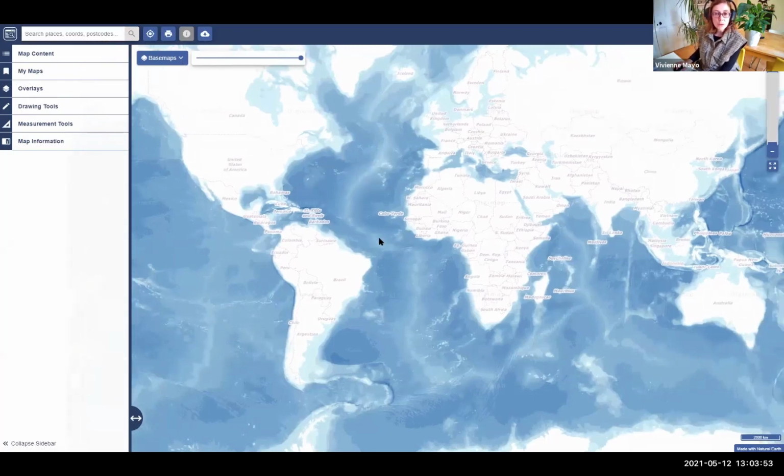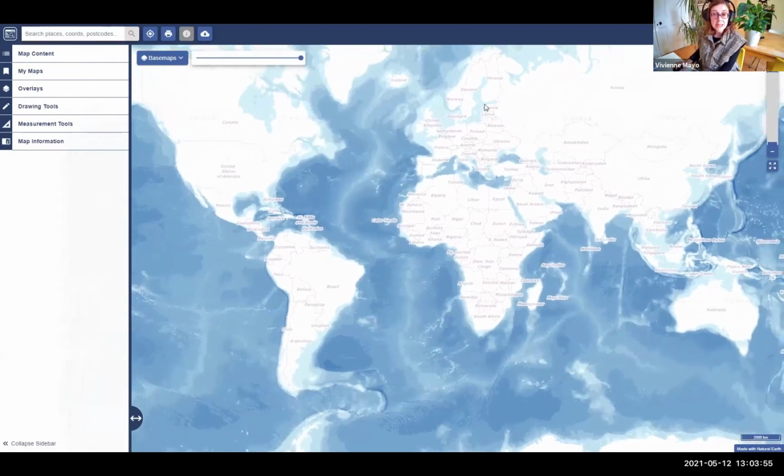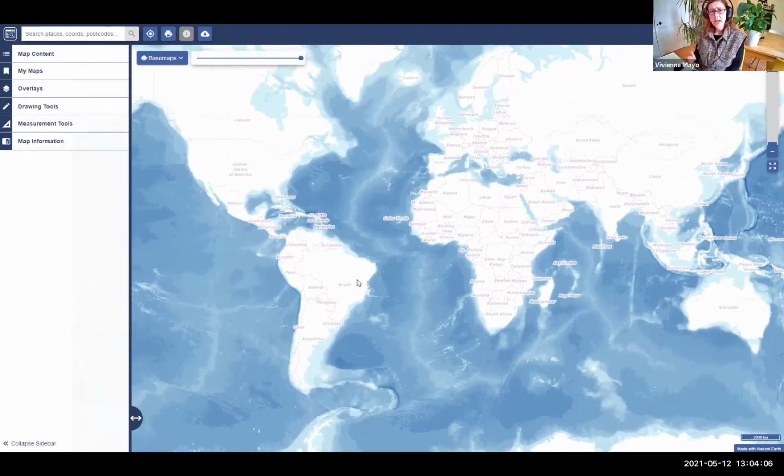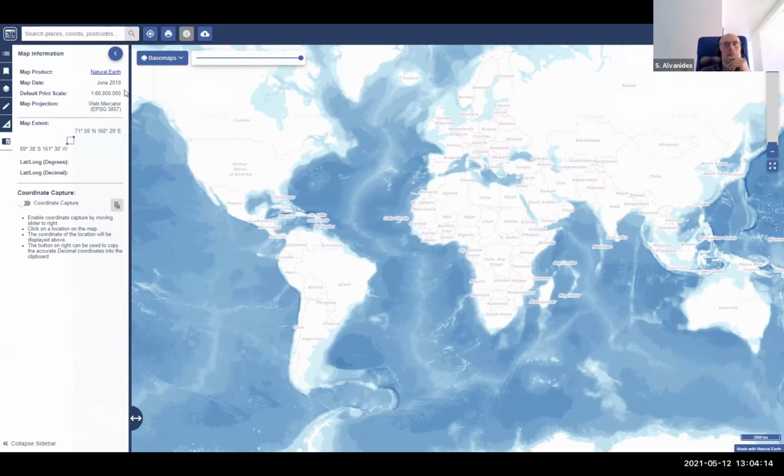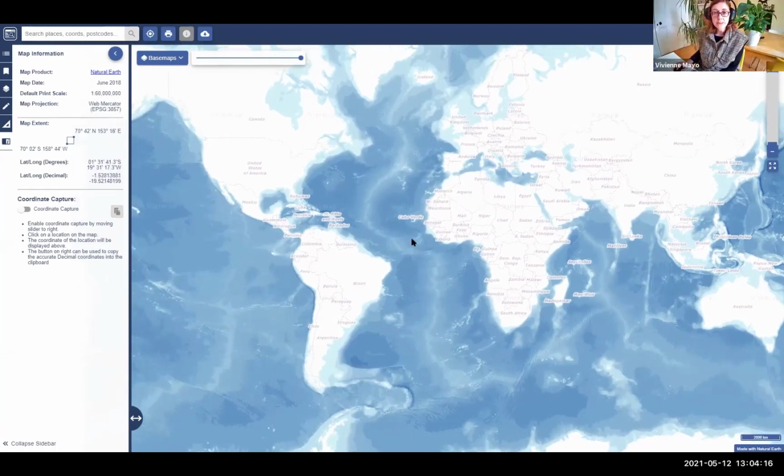So when you open up Global Roam, what you're viewing is this Natural Earth data set. This is a community data set, and it's a very small scale data set. I think it was created as people felt there was a lack of openly available small scale global data. So this one is from June 2018.